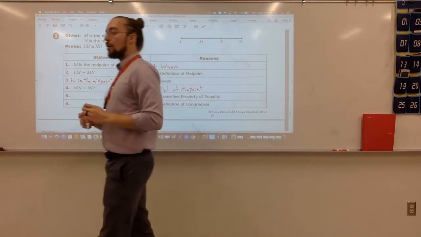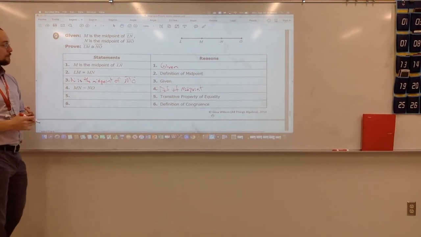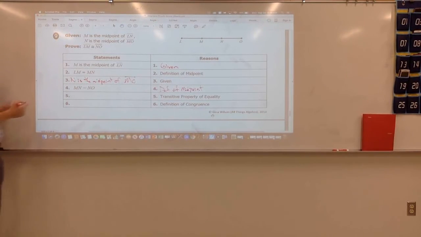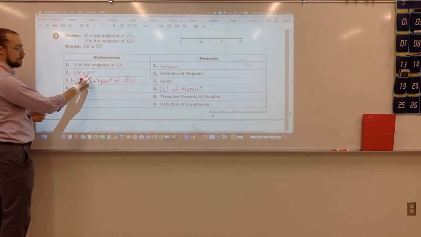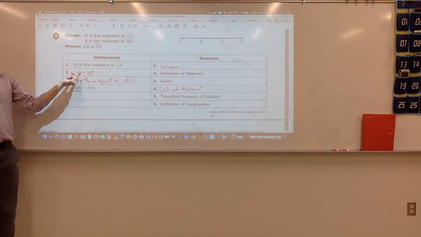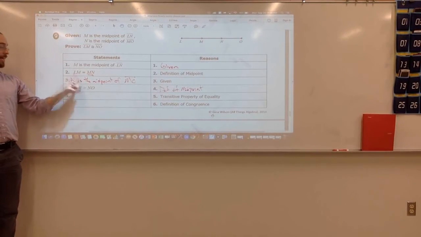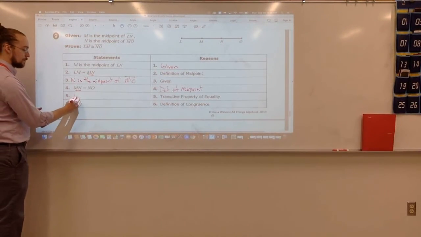Well, now at line 5, they say we're going to use the transitive property. So how can I use the transitive property here? Because LM equals MN, and you got MN equals NO. Therefore, LM equals NO. Exactly. Right? I've got these 2 things, LM and NO, both equal to the same thing. Right? They're both equal to MN. Therefore, they're equal to each other.